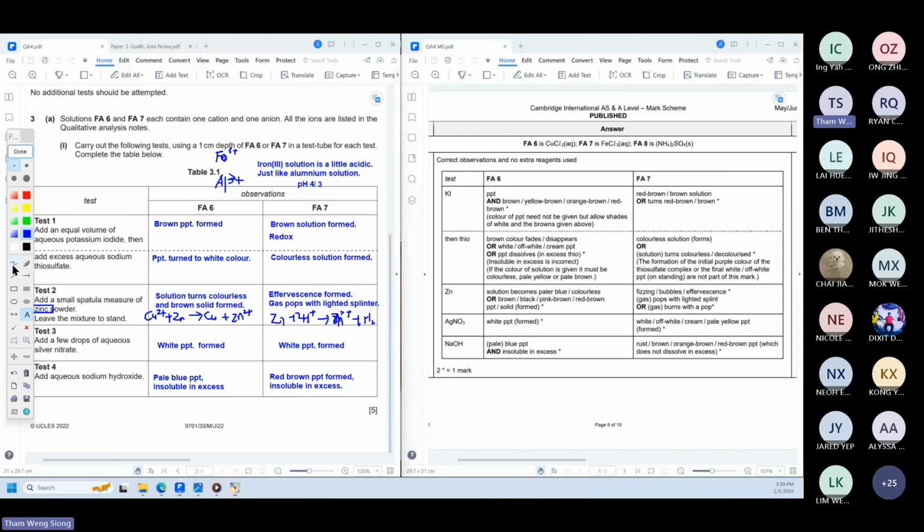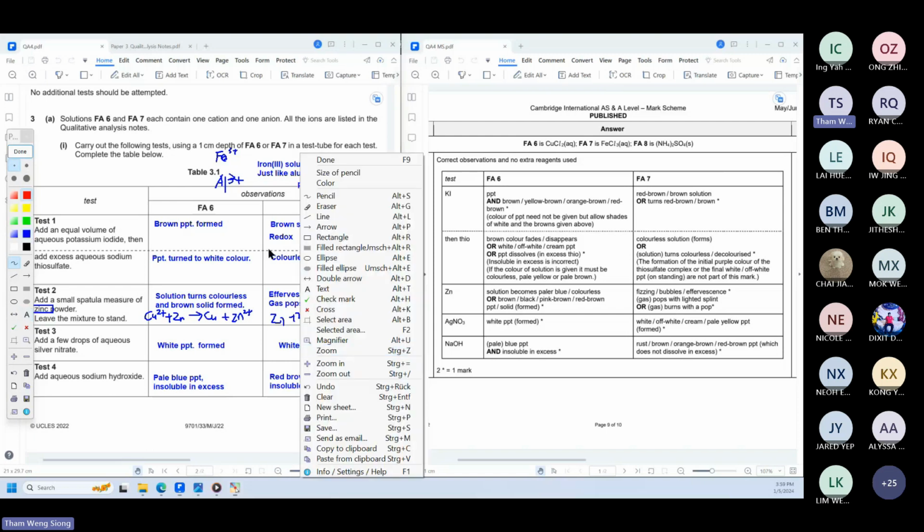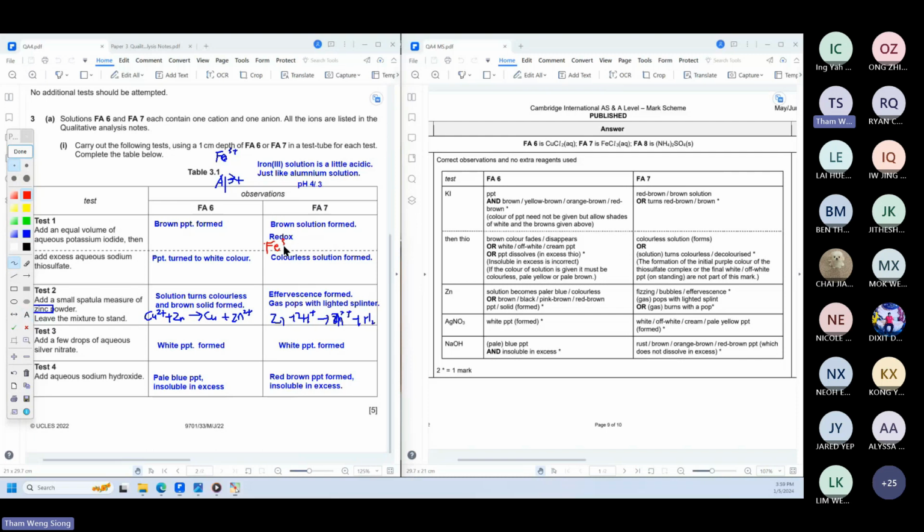Now, why is this a redox reaction? What happens right here? Let me put it in red pen. It's because your Fe3+ oxidizes your I- to become I2 and Fe2+. So it's an oxidizing agent. It accepts the electrons from iodide to become iodine. The brown is the iodine. The brown color solution is the iodine. Of course, Fe2+ also has a certain color, but it's a bit faint.